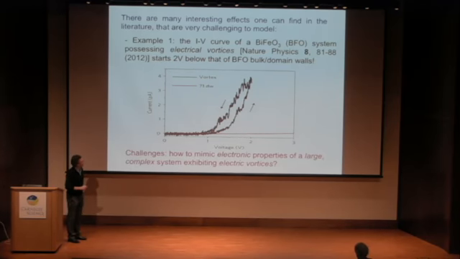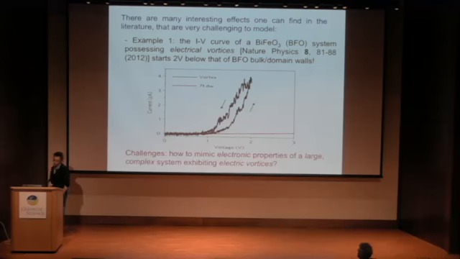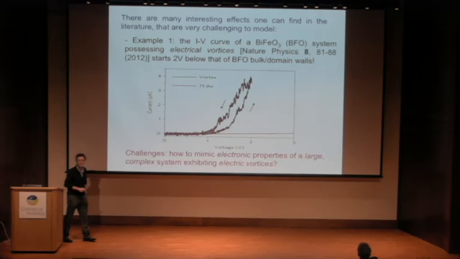And what they found is quite intriguing. In this IV curve, you see that it starts at 1 volt, while if you look at BFO bulk or made of domain walls, then the IV curves will start here at 3 volts. So you lose somehow 2 volts in that process. So this is a very intriguing effect, and it would be extremely interesting to understand what causes it. It's really quite a phenomenal decrease.